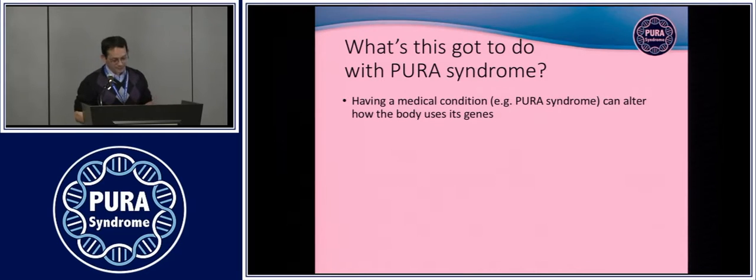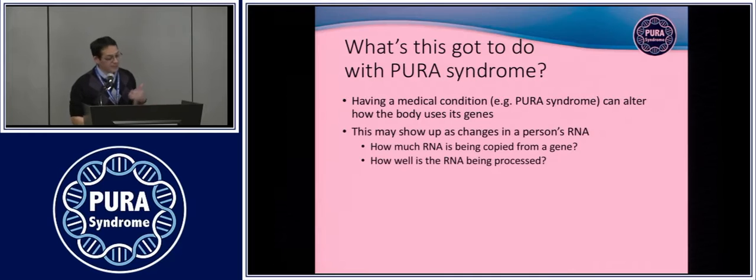And you can see that by looking at RNA. So it may show up. If you looked at the RNA, you can say, well, I know this is a very important gene, for example, in the brain. Is it being made as much as it should? Or is it actually absent? And why is that happening? And is it being processed correctly? Because it's quite a complex process to make the RNA and to process it.